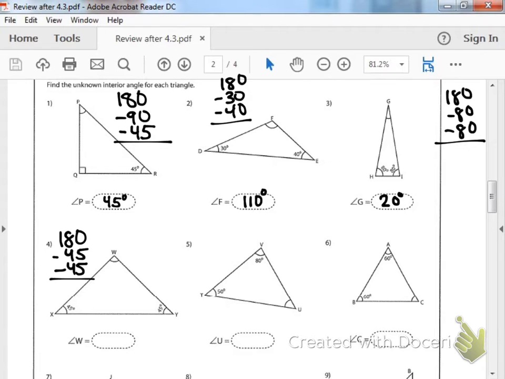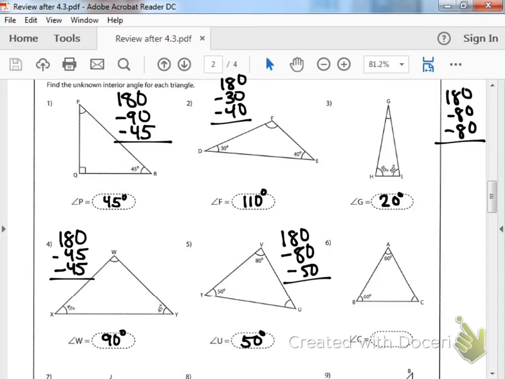All right, so what is 180 minus 45 minus 45? 90, very good. All right, number 5. 180 minus 80 minus 50. What'd you guys come up with? 50, good.